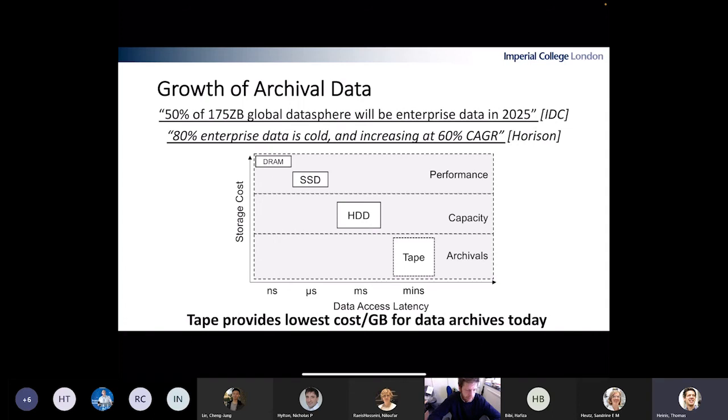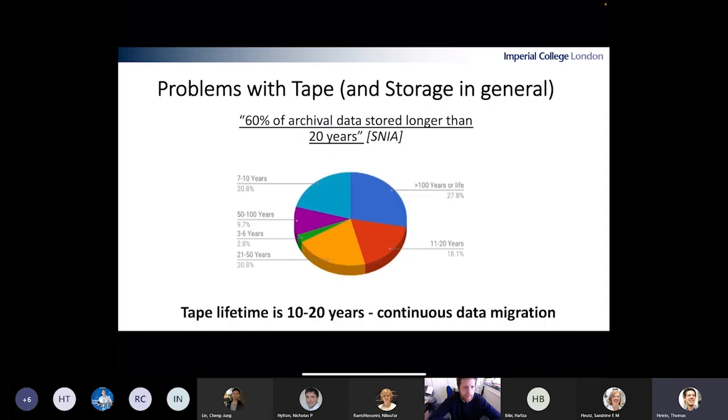If you look at how long we keep data around, and this was done a couple of years ago, this pie chart shows that 27.8% of the data we're storing today, we plan to keep around for hundreds of years, or more than 100 years.